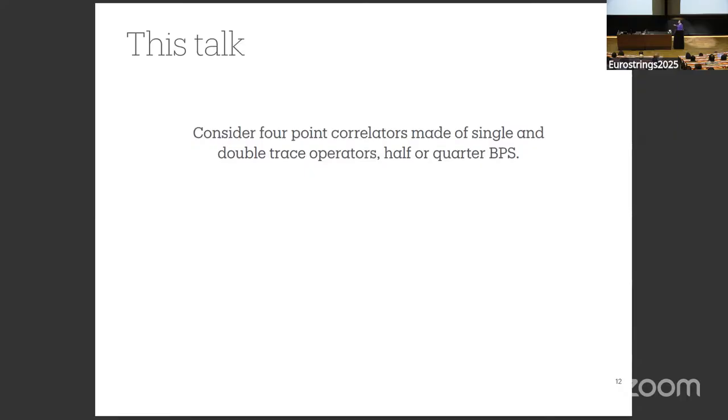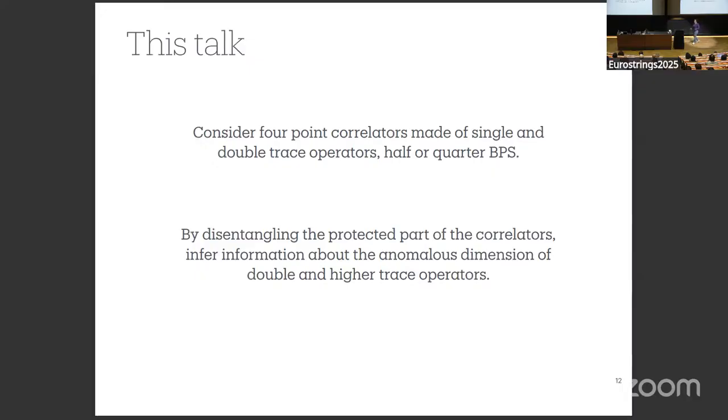Okay, so this is what I just said. So I'm going to consider 4-point correlators made of single and double trace operators, both half BPS or quarter BPS. And what is the logic behind this? The logic is that essentially what I'm going to use heavily is the fact that when we consider the operator product expansion of such operators, whether half BPS or quarter BPS, there will be inside this operator product expansion a certain sector of operators which is protected. And we would like to understand how to deal with this protected part, and then from this protected part, infer information about the anomalous dimension of double and higher trace operators, which instead depend on the coupling constant.